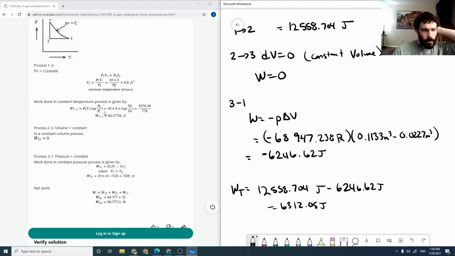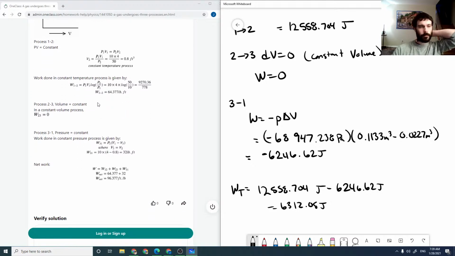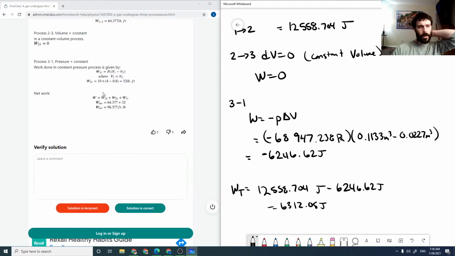so there's our constant temperature work. That is the same expression as if PV is constant. Then it would either be P2 over P1 or V1 over V2, which is what we used. The work in the second process is 0. And then in the third process, we just have PV work.